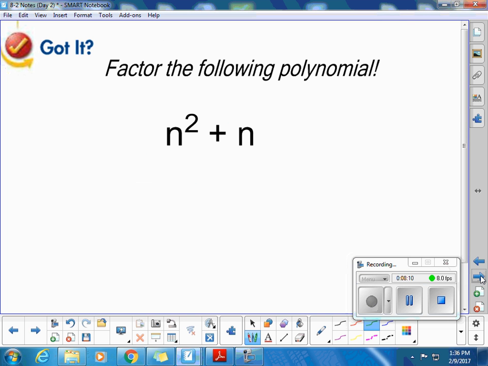Factor the following polynomial. Hopefully you can look at this and see they both have just an n in common, and if I take out an n, I have n plus, please don't just say n, it's n plus 1 because we have n divided by n, which is 1.